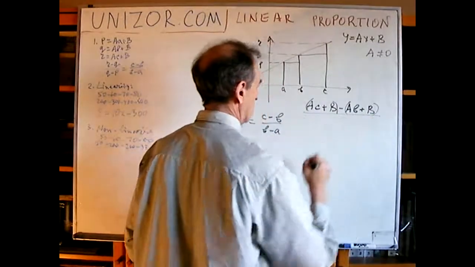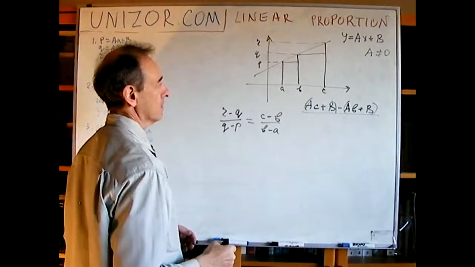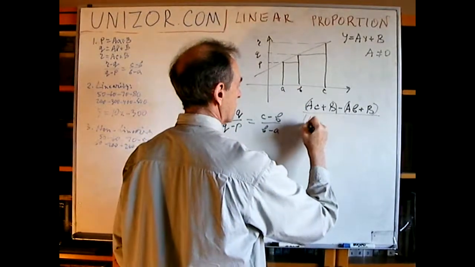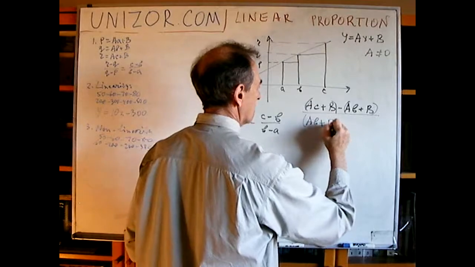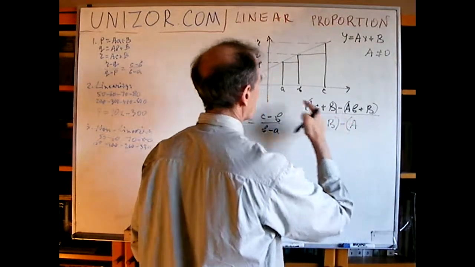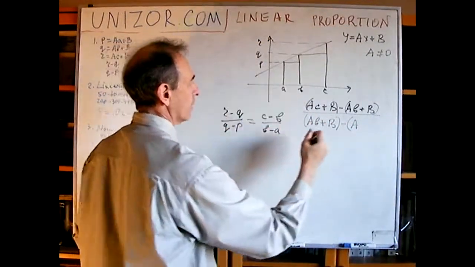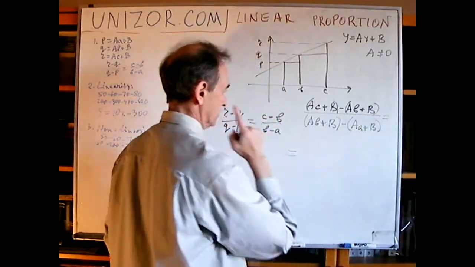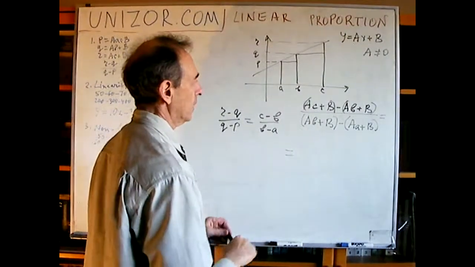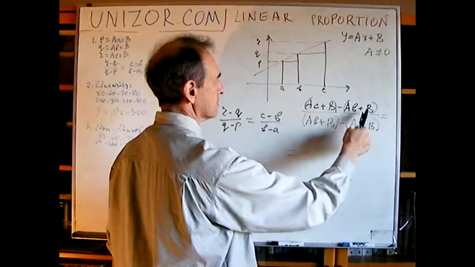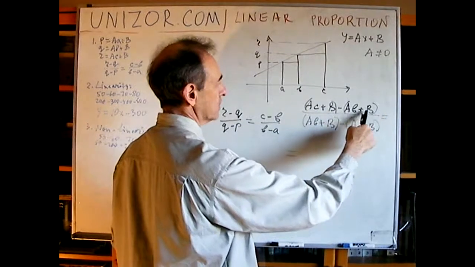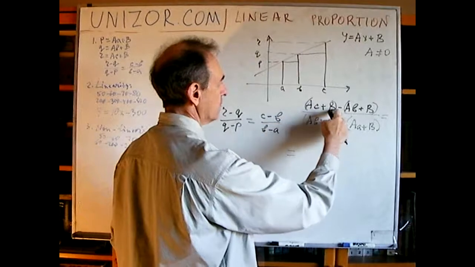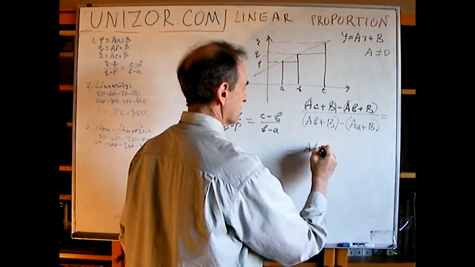Divided by Q minus P. Q is the value at point B, which is A times B plus B, minus P, the value at A. Equals. What does it equal to? Well, obviously, if I open these parentheses, now B would be here with a plus, here with a minus, and I will have AC minus AB, or AC minus B.